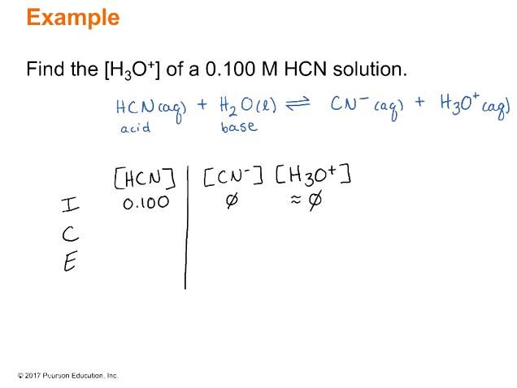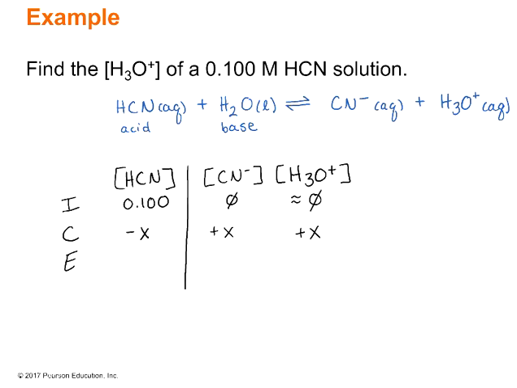Now we have to take into account any changes that might occur, and we don't know what that change is yet, so we're just going to label the change with an X. And if we lose anything, so if, for instance, a reactant starts reacting, it's going to slowly disappear. So we would want to write negative X for that change. And then for the products, those are going to slowly start appearing in solution as the reaction continues. So we're going to write plus X for each product.